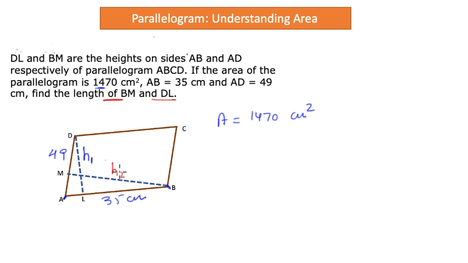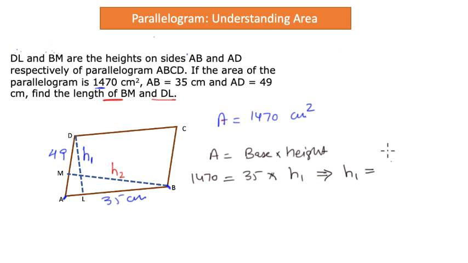And we already have a diagram, so let's put some formulas to it. We know the area, that's already given to us, so let's put this in an equation. Area is equal to base times height. In this case, if I take the base as AB, it is 35, and the height is H1, the distance DL. But I already know the area is 1470. So from here, I can compute that H1 is equal to 1470 divided by 35, and that comes to be 42 centimeter.